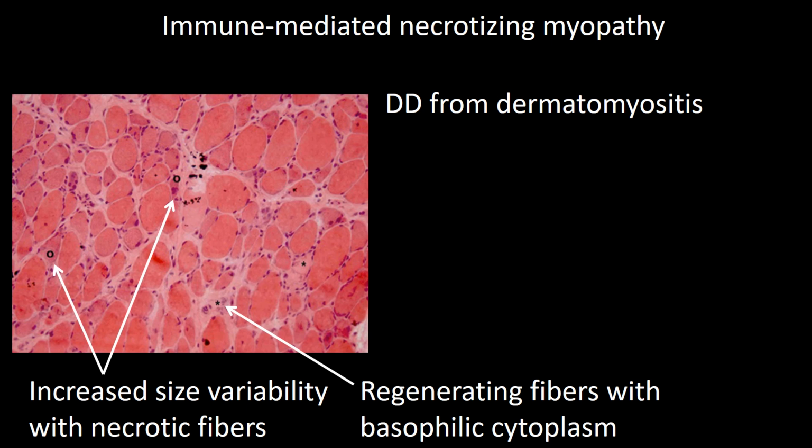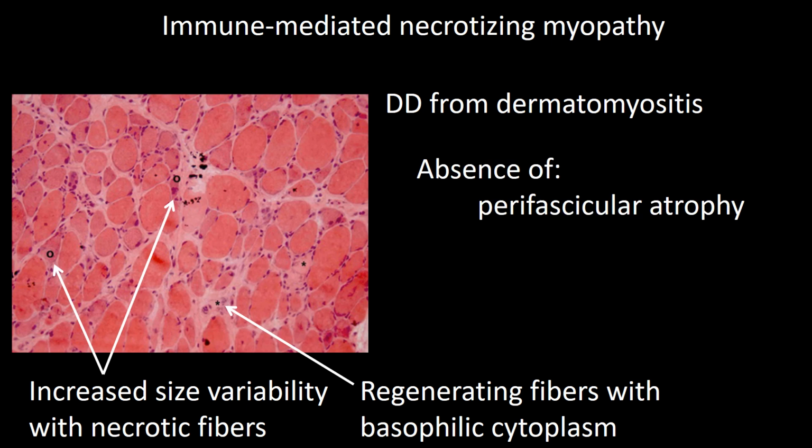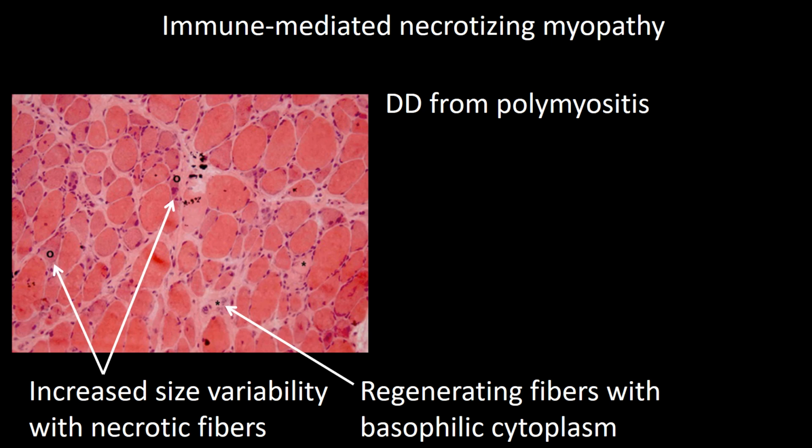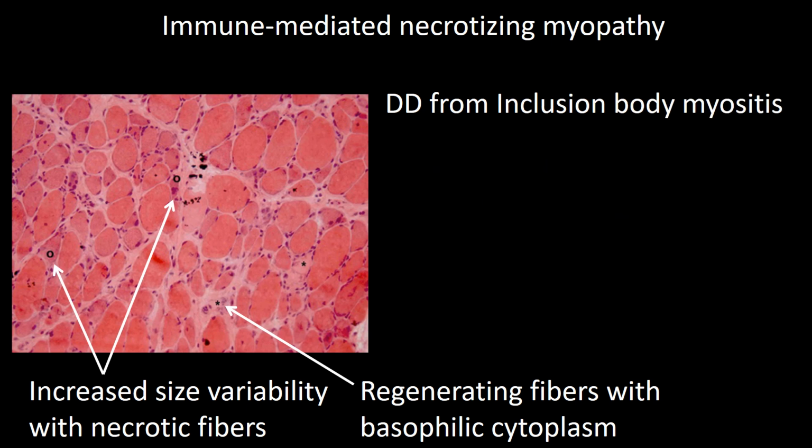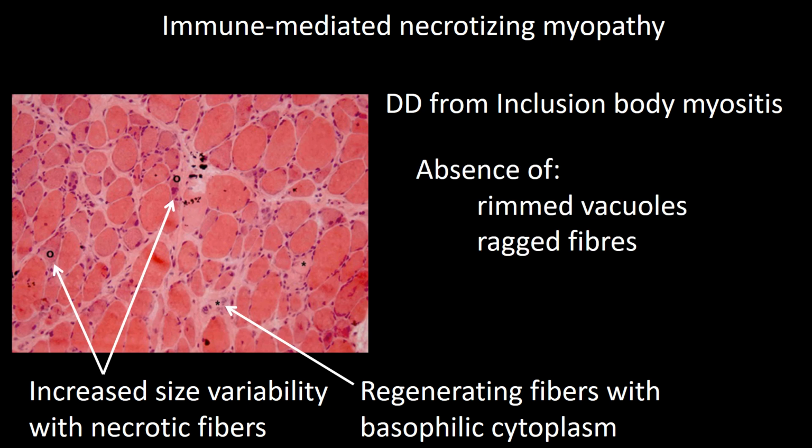These findings differ from dermatomyositis because in IMNM there is no perifascicular atrophy nor significant perivascular inflammation. IMNM muscle biopsy can be distinguished from polymyositis because in IMNM there is no endomysial infiltrate, and it can be distinguished from inclusion body myopathy because in IMNM there are no rimmed vacuoles or ragged fibers.